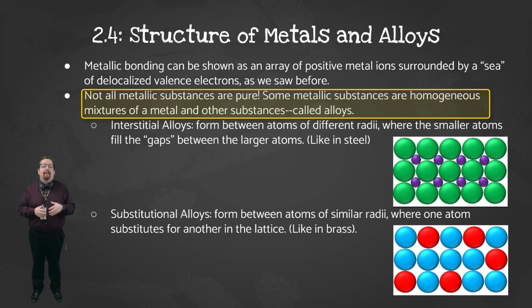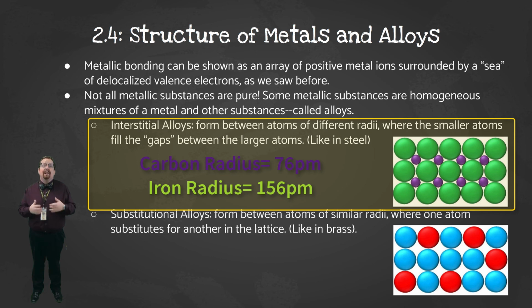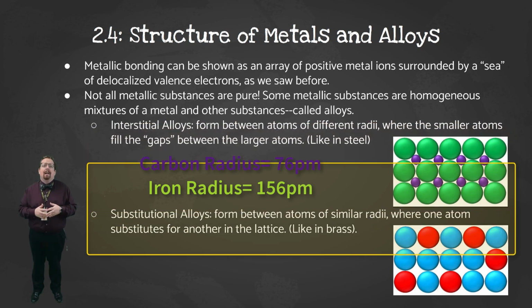There are 2 types of alloys, interstitial and substitutional. Interstitial alloys are those formed between atoms with different atomic radii. The smaller atoms will fill in the interstitial space, or the gaps, between the larger atoms. Steel is an example of an interstitial alloy, in which carbon atoms with a radius of about 76 picometers fill in the gaps between iron atoms, which have a radius of about 156 picometers.